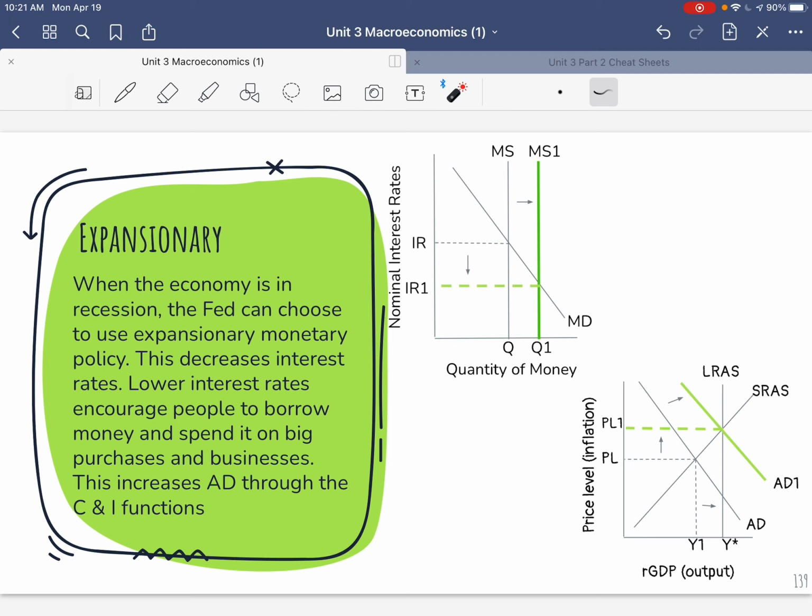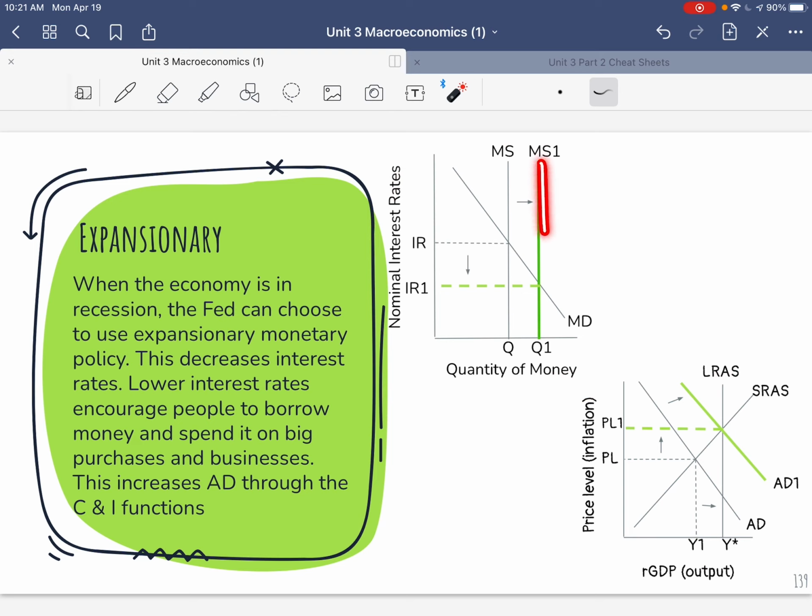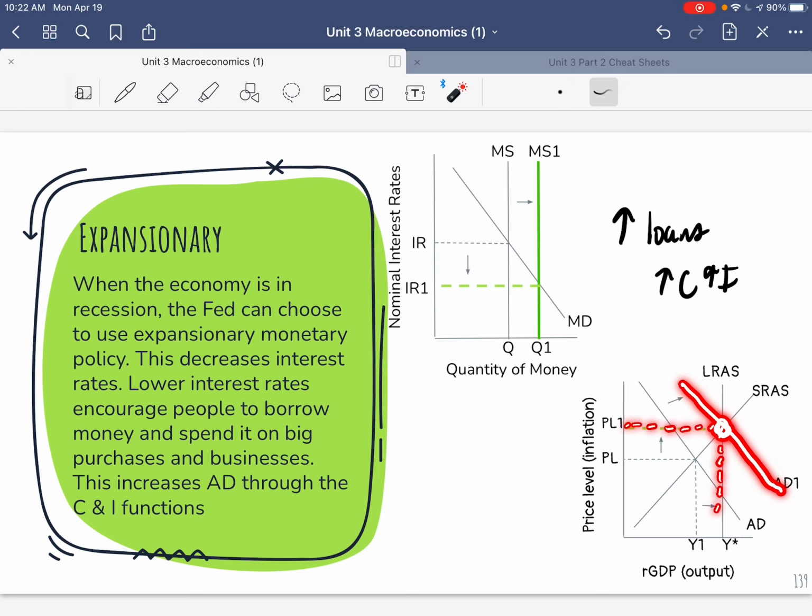The Fed can choose to use monetary policy to fix that. So in order to fix this issue, they're going to go to this graph and say, well, what can we do? If we increase the money supply, we decrease interest rates. In decreasing interest rates, we're going to increase the number of loans. And that will increase C and increase I. Well, that has to do with this graph. If we increase C and increase I, then people will spend that money on purchases, investing in their businesses, homes, houses, those sort of things. And that's going to increase aggregate demand. And all of a sudden, our equilibrium is where we want it to be. We're at that Y star.